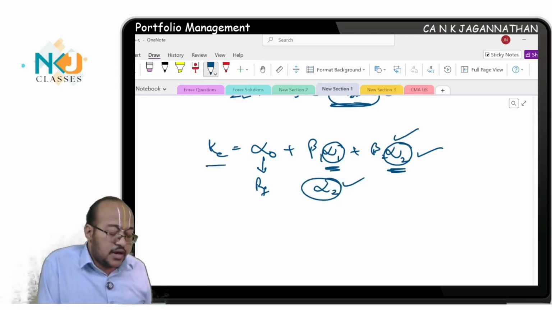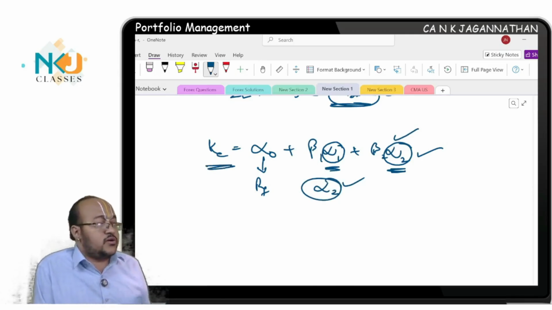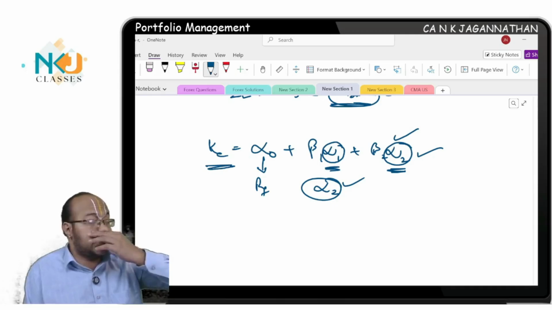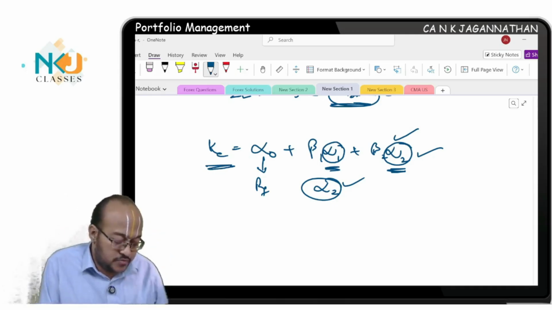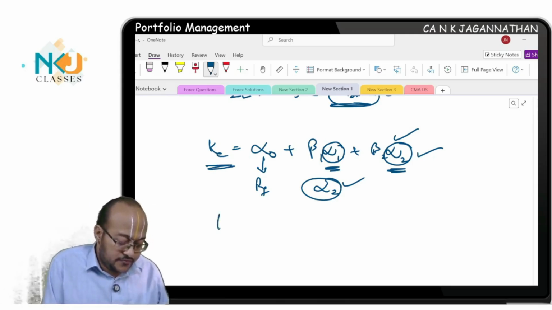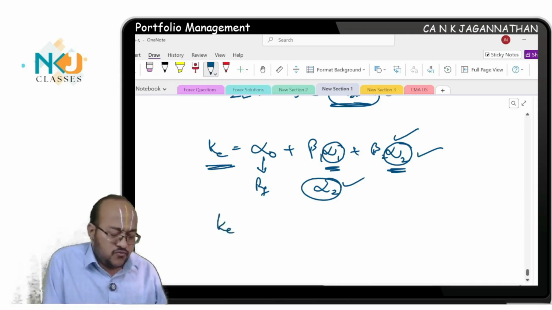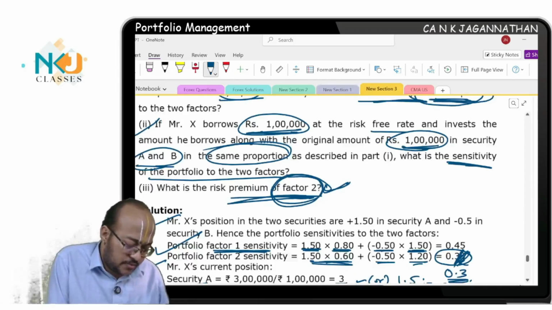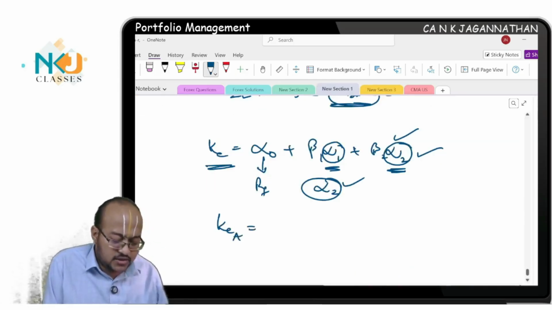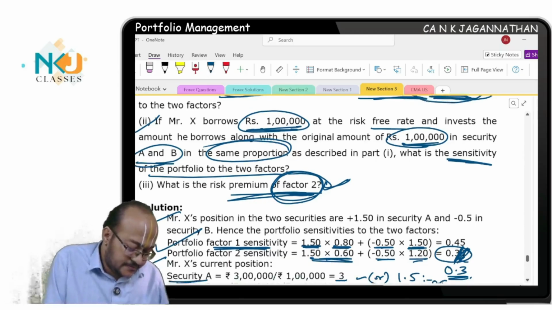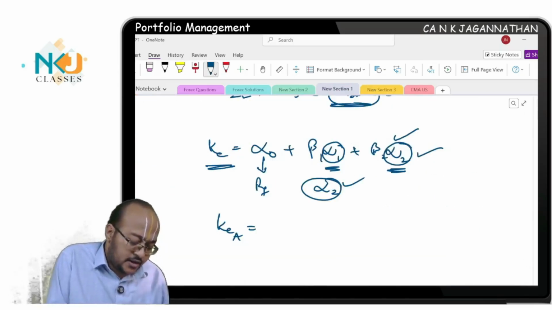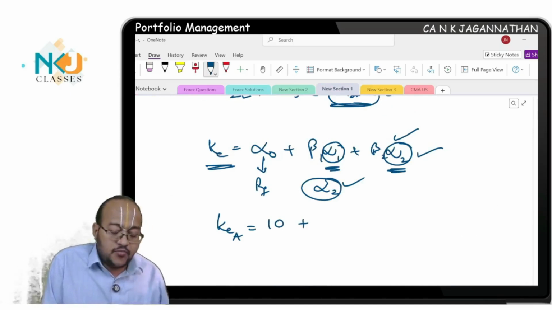Now, how to find out lambda 1 and 2? Very simple. KE they have given, I told you, required rate of return is given as expected rate of return. That you will equate and form a simultaneous equation. What are the two securities given? Security A and security B. So KE of A is equal to RF. What is the RF, children? 10%, plus beta 1 lambda 1.